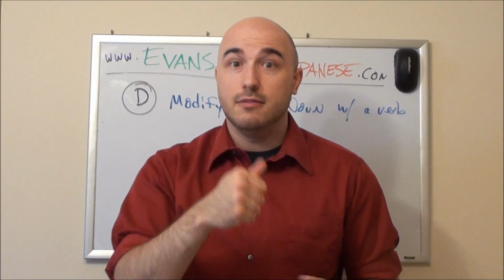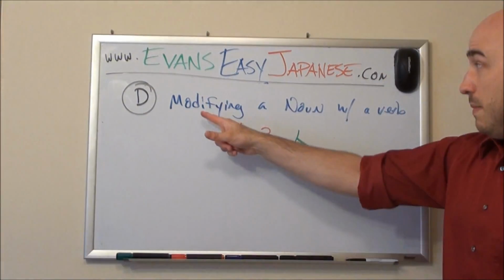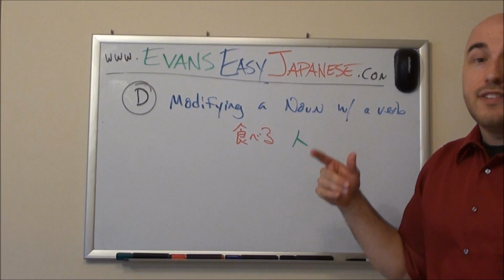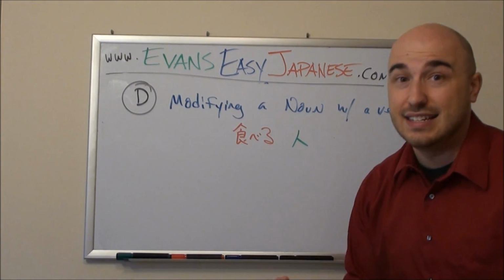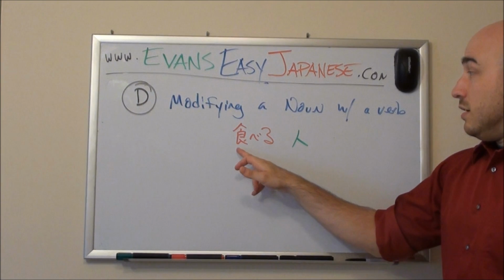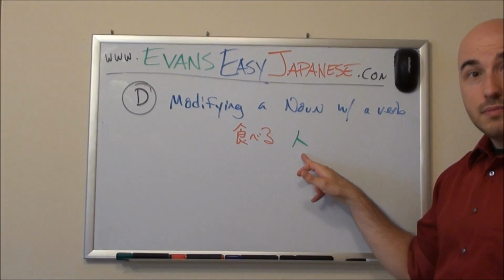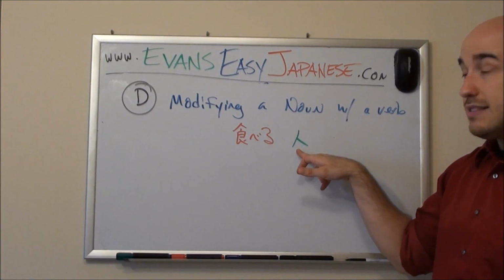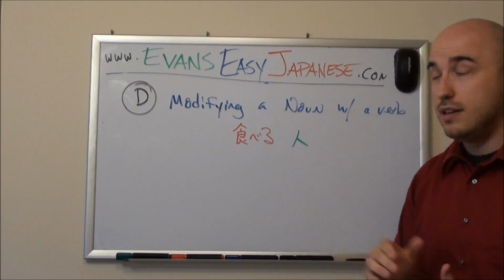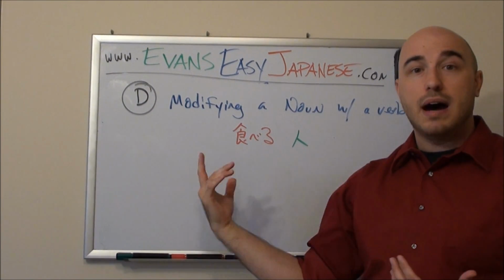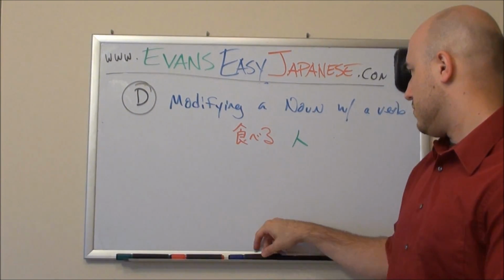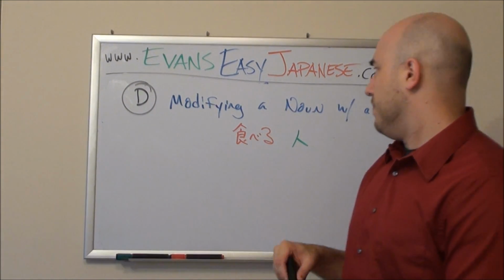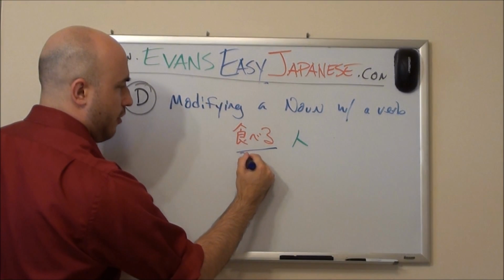Okay? Let's begin. We're modifying a noun with a verb. In fact, this could even be an entire sentence. We're modifying a noun with a sentence. Taberu, hito. This is the noun, hito, person, and this is the verb that we're modifying the man with. Notice, let's use, screw it, we'll use blue. Plain form.